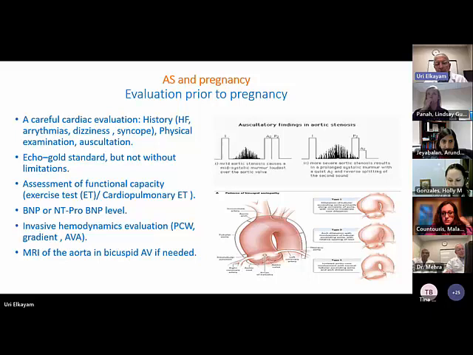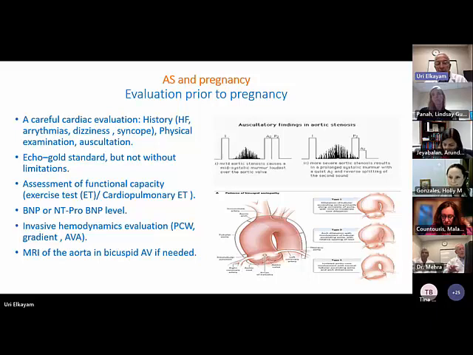Now, the management of a patient with aortic stenosis ideally will start before the pregnancy. It involves a careful cardiac evaluation. The history is critical because the patient who has had a history of complication before the pregnancy is almost guaranteed to have the same complications and more during the pregnancy.